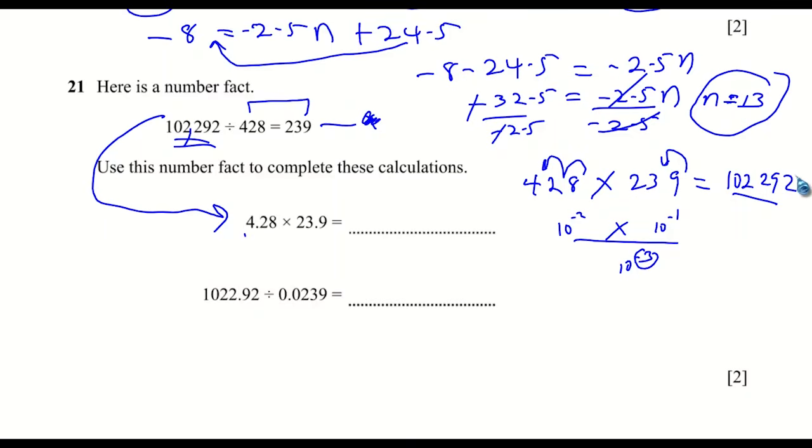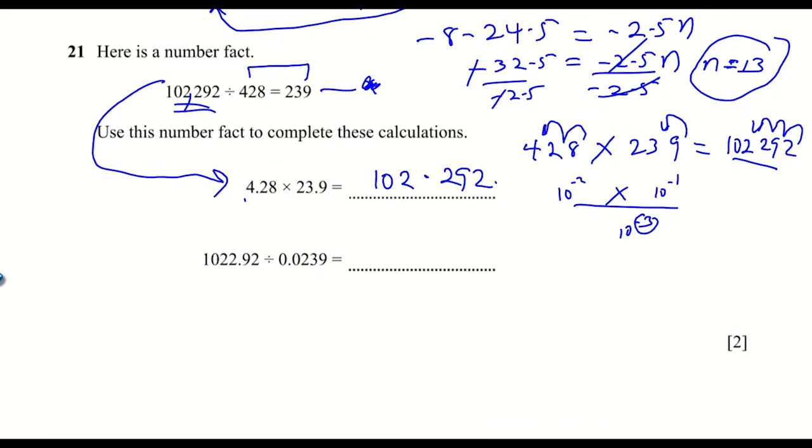So from here, I'll just come to this place, 1, 2, and 3. So my final answer will be 102.292. So that is what you need to do. Okay, so it's very easy. I can just do it straight away without showing you all this, but I really want you to understand what is going on here. Then for this one, also from the number fact, we need to write this.